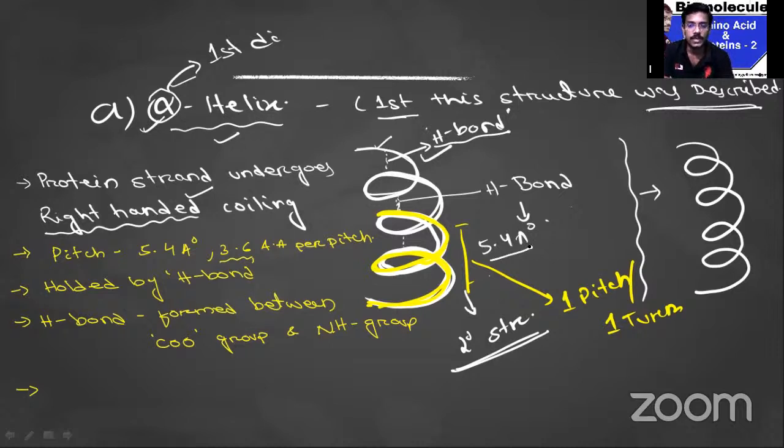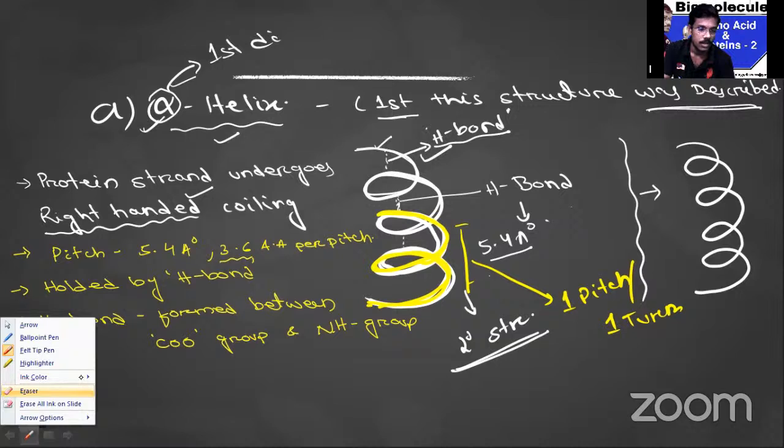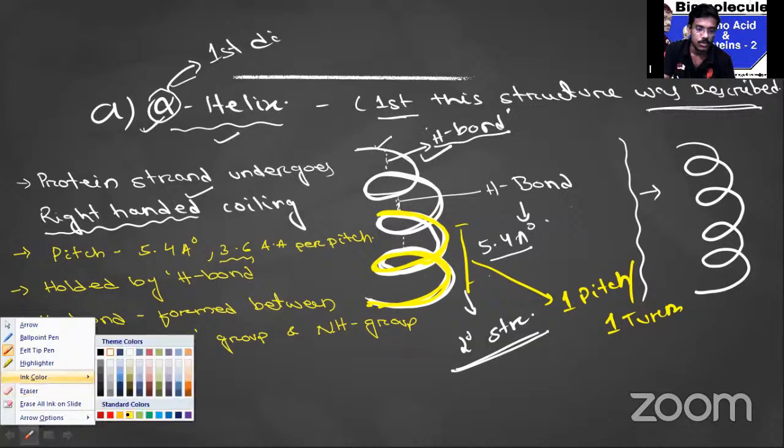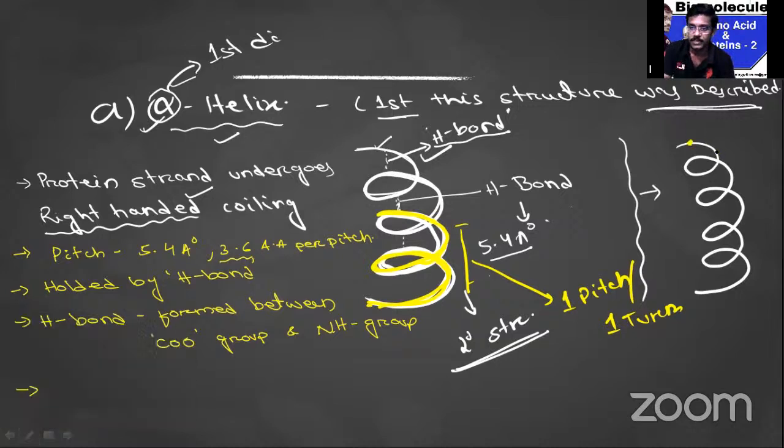And as you know, in the protein there will be the presence of amino acids. So suppose these are the amino acids present here, and they are making this structure. In one helix there will be 3.6 amino acids per pitch, or per turn.